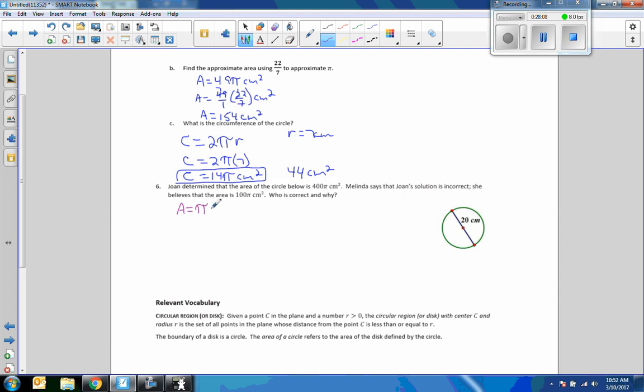Area equals, what are we doing? Determine the area. Pi r squared. So area equals pi times the radius. Well, this is a diameter, so the radius is only half of that, which is 10. Be careful with that. So the area equals 100 pi centimeters squared. So who is correct? Melinda.